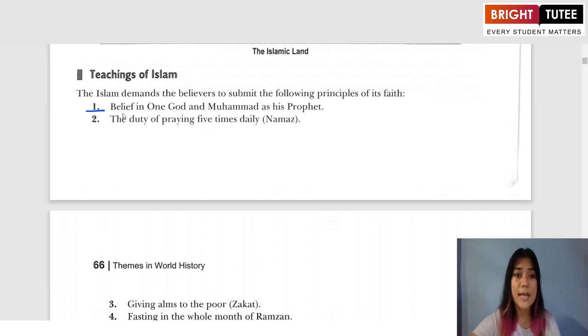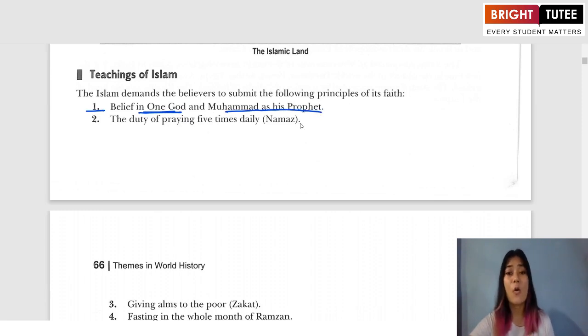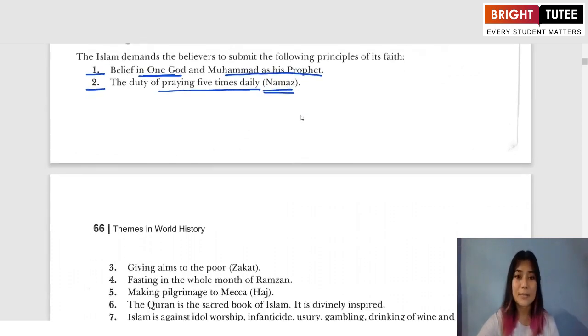Number one was that they were to believe in one God. There was only one God, and Prophet Muhammad was the prophet or the leader of the Muslim community. Number two, the Muslims, or the followers of Islam, were to pray 5 times daily, every day 5 times, and those prayers were called namaz.